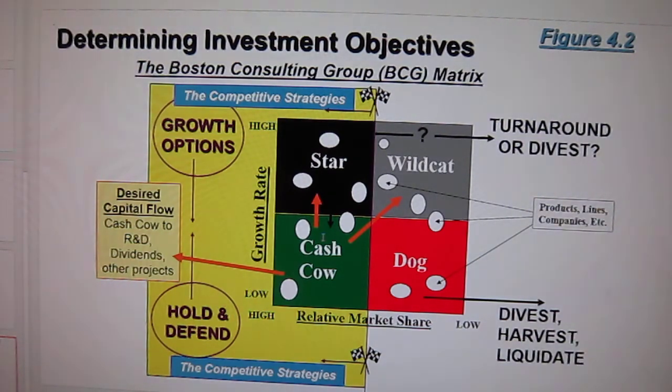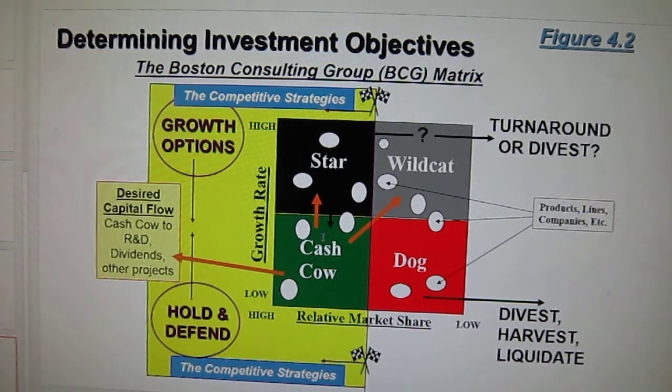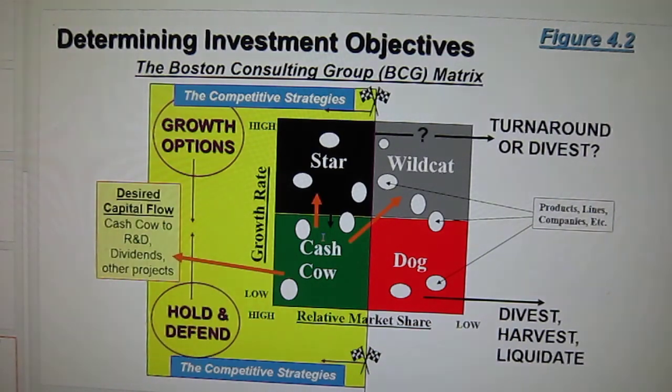And all of the cash, notice, comes from the cash cow. And notice no cash is going into the dog. Cash will only go into a wildcat if necessary. Usually, again, it's cost cutting or something like that. And the cash comes from the cash cow. You milk it for other projects and dividends.